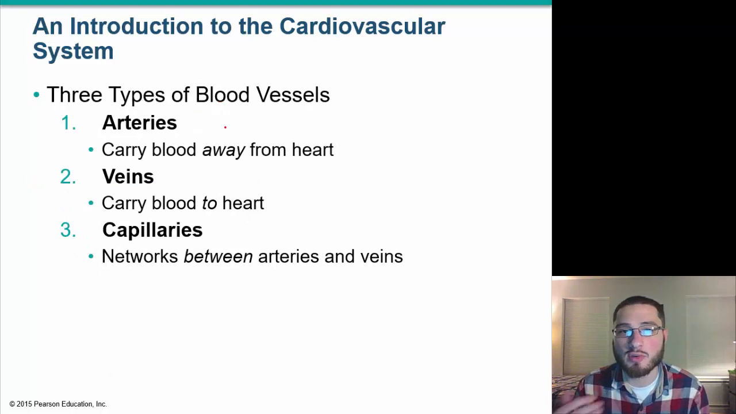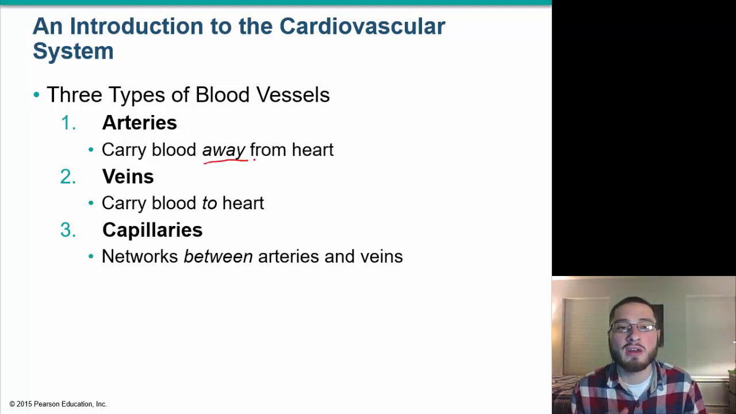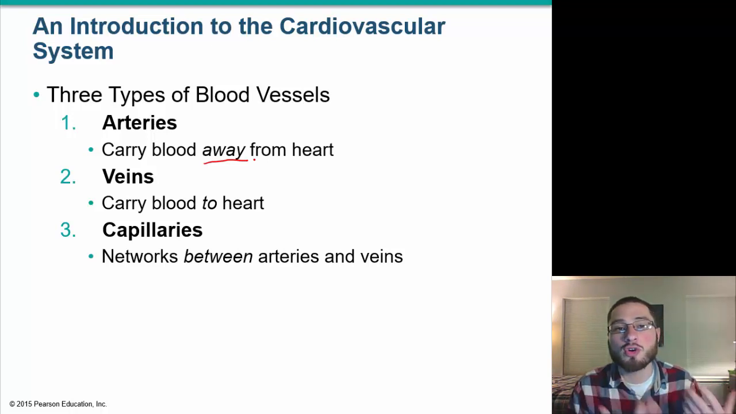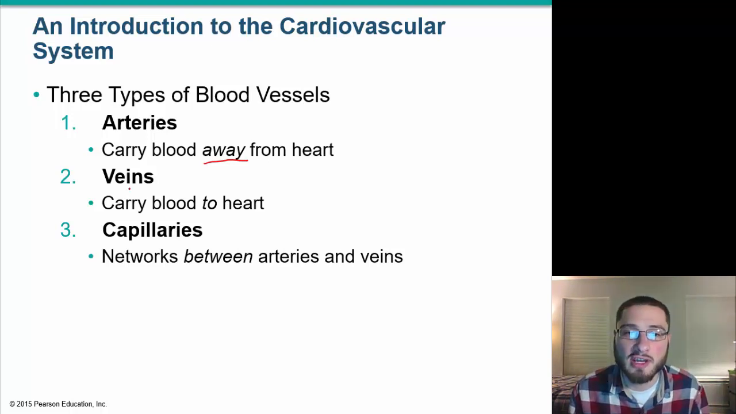There are three types of blood vessels that we'll get more into in the next chapter, but just understand that we have arteries, which are going to carry blood away from the heart. Typically, people think about arteries as being vessels that are going to carry oxygen-rich blood, but in reality, there are some vessels that are called arteries that do not carry oxygen-rich blood, and they are called arteries because what they are doing is carrying blood away from the heart.